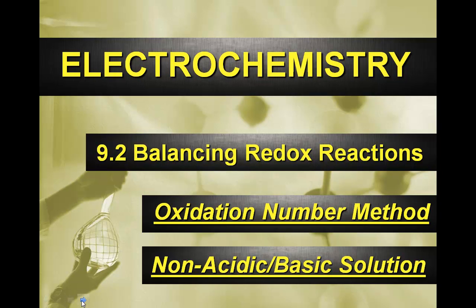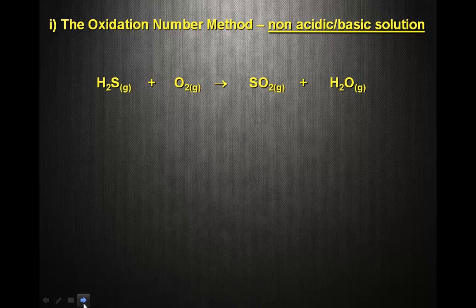This video is the first of two different ways of balancing redox reactions. This is called the oxidation number method, and it is in a neutral solution, in other words, non-acidic or non-basic. All we're really going to do is go through one example of this.